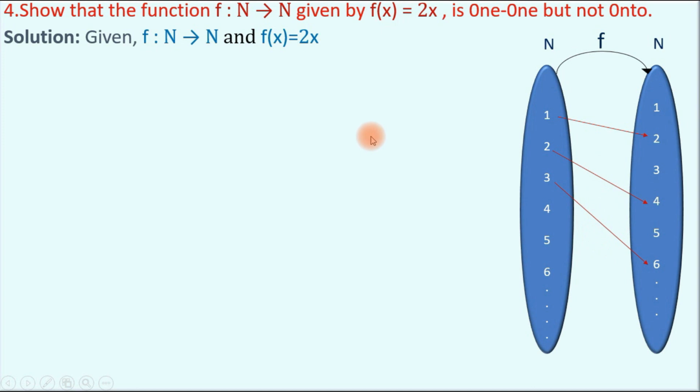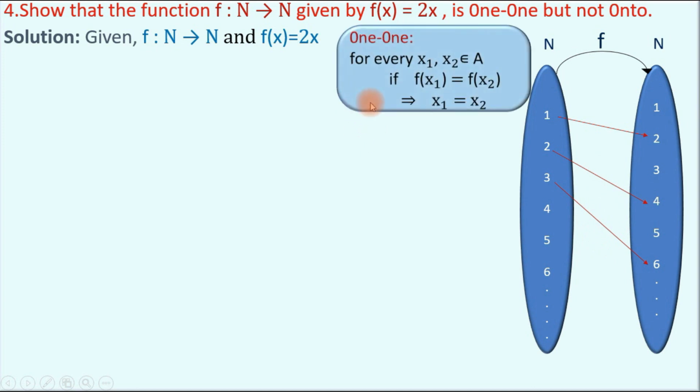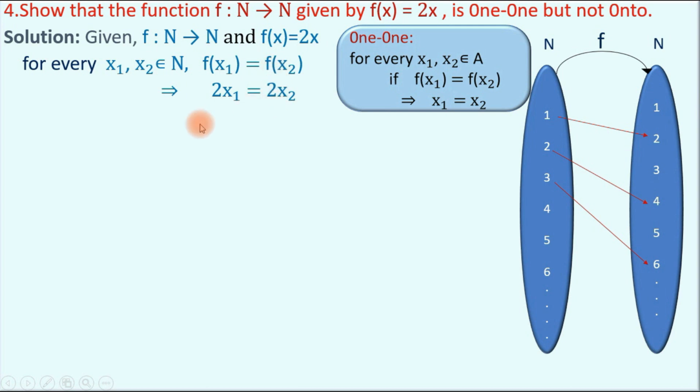To prove this function is 1 1, take the condition of 1 1 function. For every x1, x2 belongs to natural number, f of x1 equals f of x2. F of x is given, that is 2x. F of x1 is 2x1. F of x2 is 2x2. This implies x1 equals x2. Hence, f of x1 equals f of x2 implies x1 equals x2. Hence, the condition of 1 1 function is satisfied, this function is 1 1.